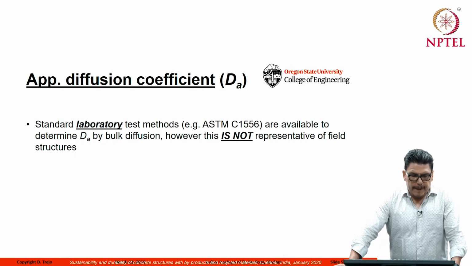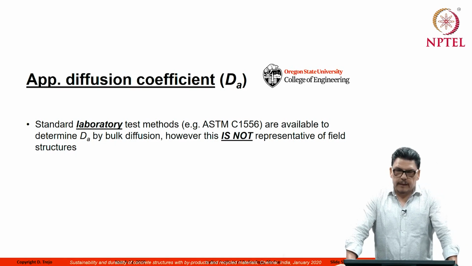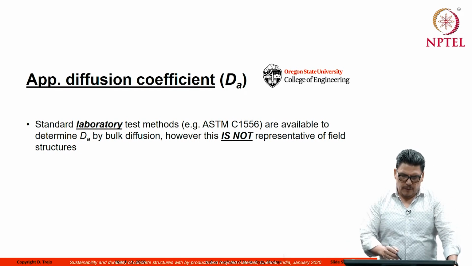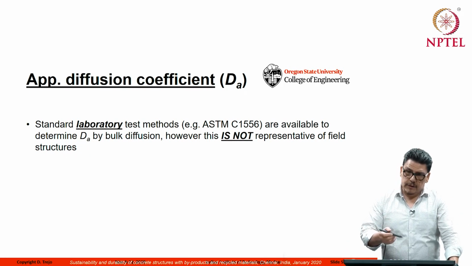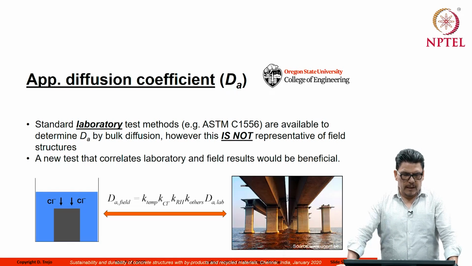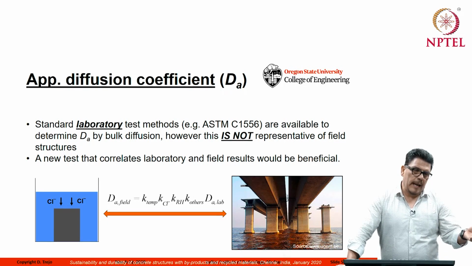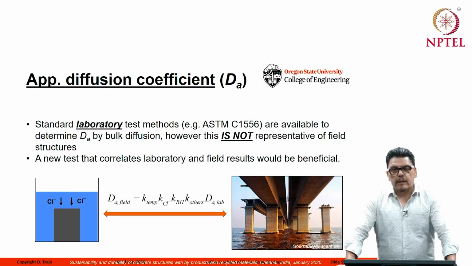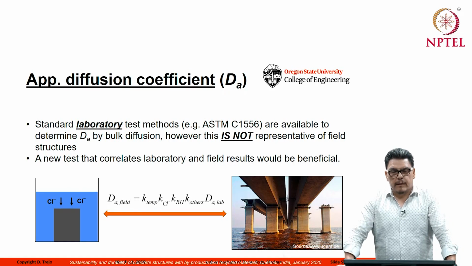So I guess the standard laboratory test methods are available, ASTM 1556, to determine the DA. However, this is not representative of what we see in the field structures. It's actually an advection and diffusion-based test, but that may not be what we're seeing in the field. So we have to be a little careful. What we need is some way to correlate our laboratory tests with our field structures, and that will make the test better.